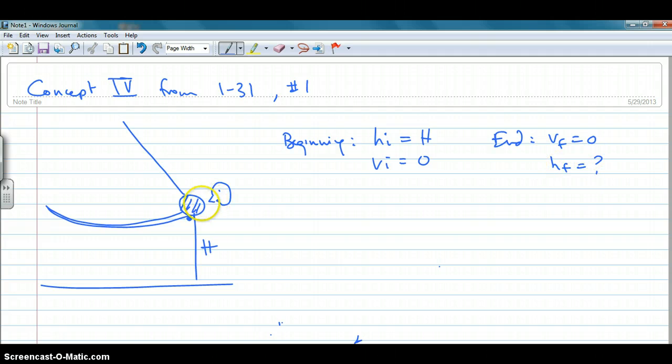If the HF is a height H or lower, then that means it'll be either at that original spot or less high, in which case no problem. If the HF is bigger than capital H, then that's a problem and I should get out of the way. So again, it's TME conservation.